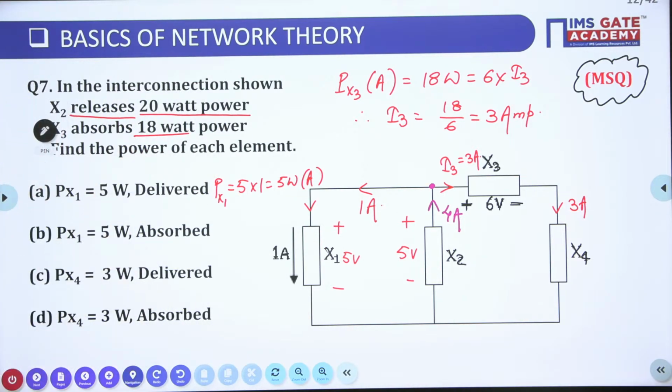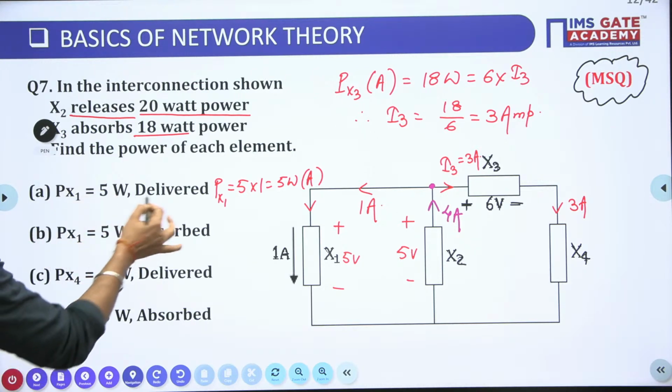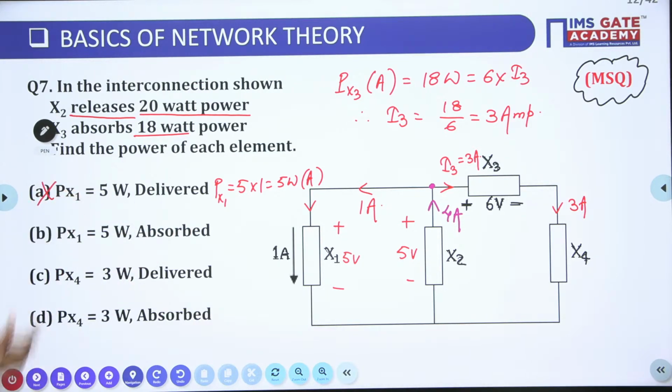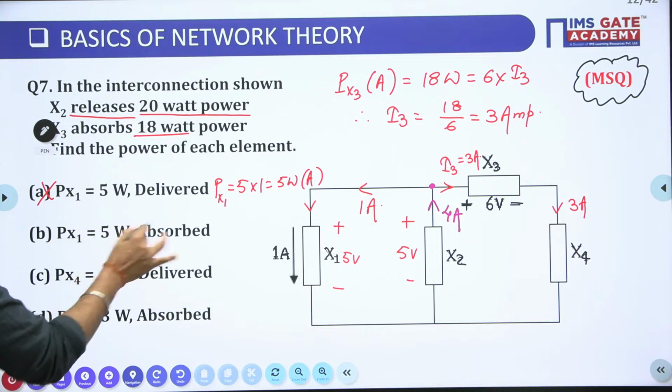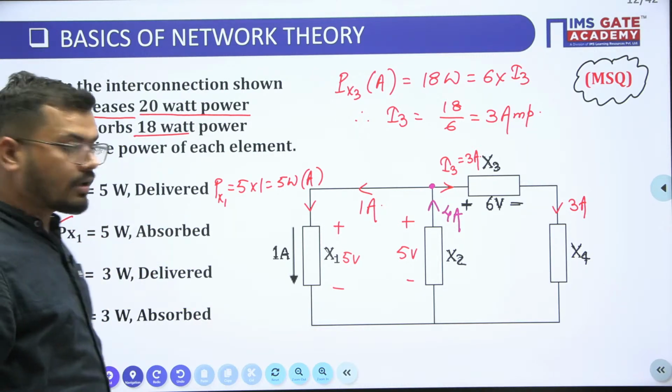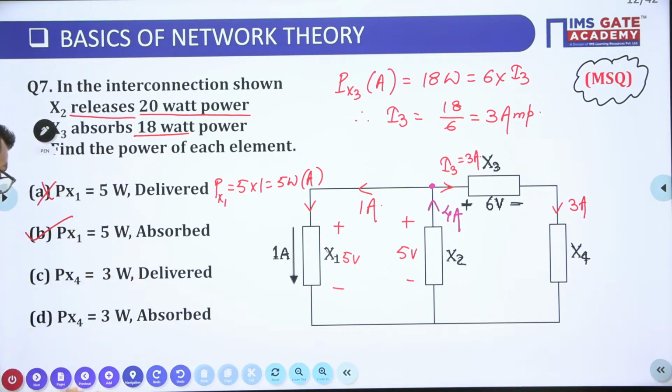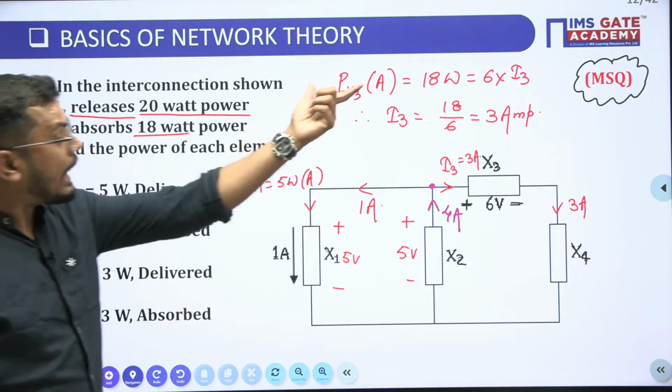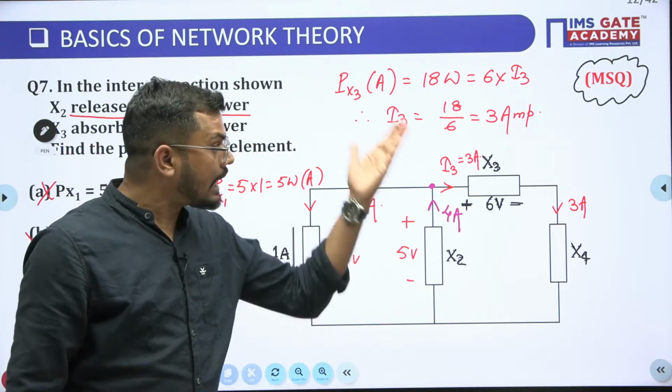Okay, so let us see the options, guys. Px1 is 5 watt but it is delivering? No, it's not correct. What about Px1 is 5 watt and it is absorbed? Very correct. Now we have to check all the options because it is an MSQ type question, guys.